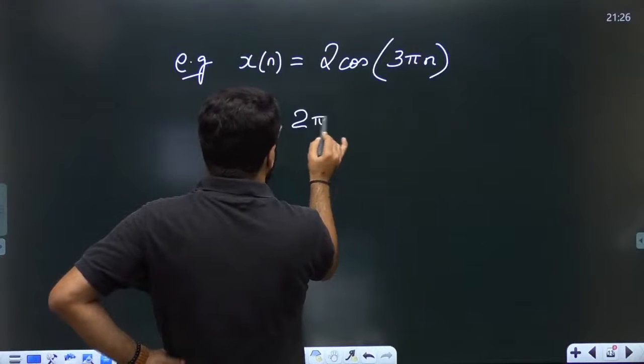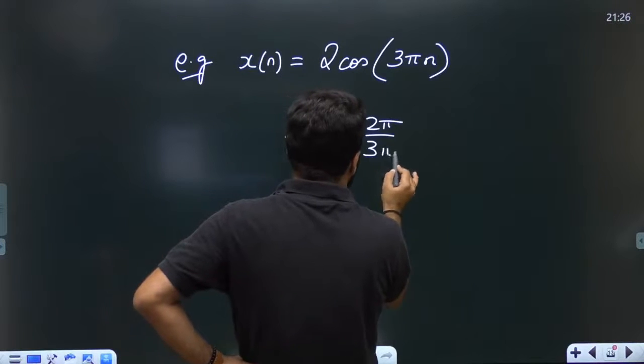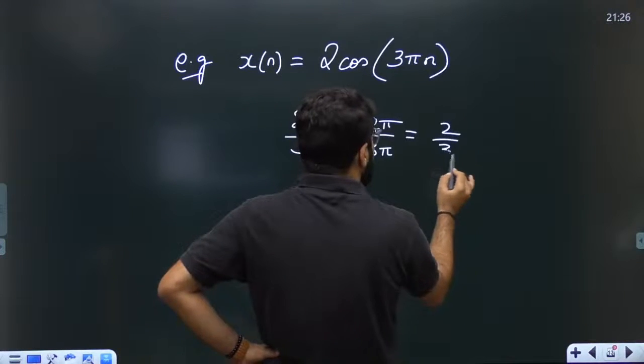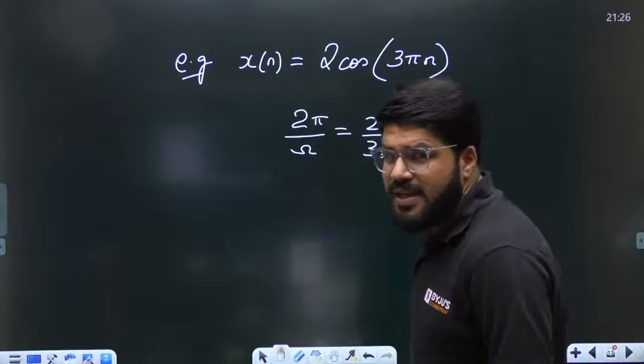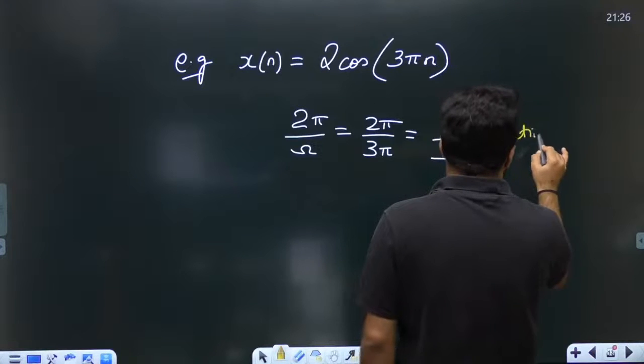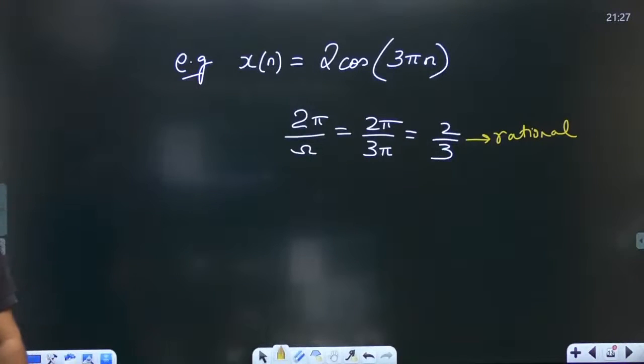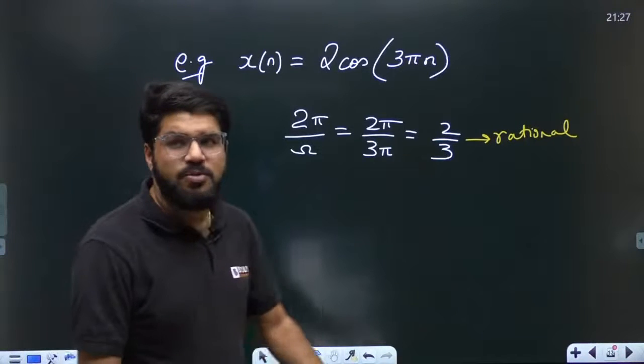First of all, I would calculate 2 pi by omega, and that is equal to 2 pi by 3 pi. Pi and pi cancel, so it is 2 by 3, which is the ratio of two integers, and the ratio of two integers is a rational number. Yes, this one is rational, and if this is rational, it has to be periodic.